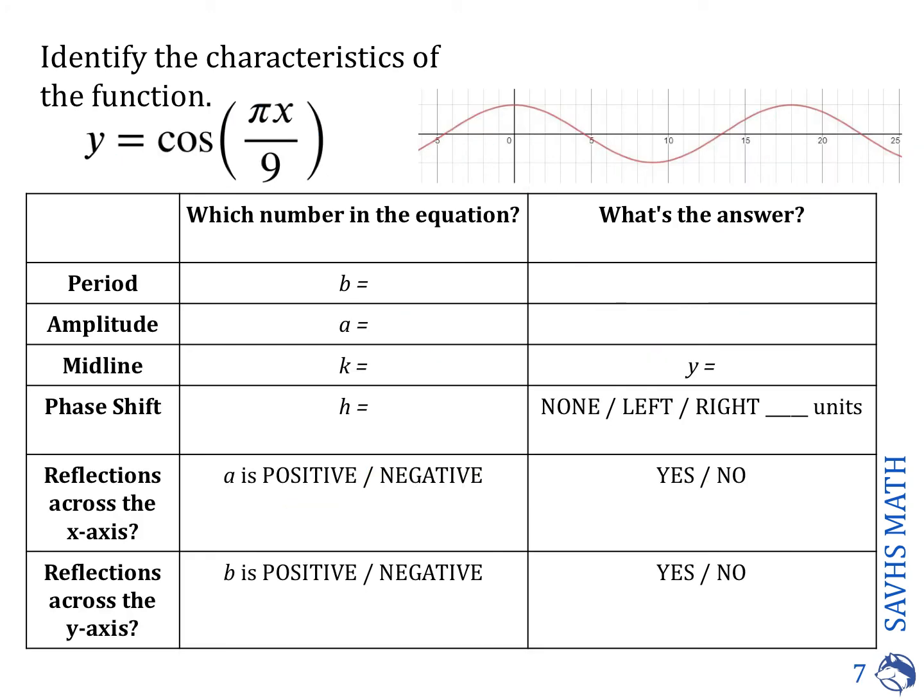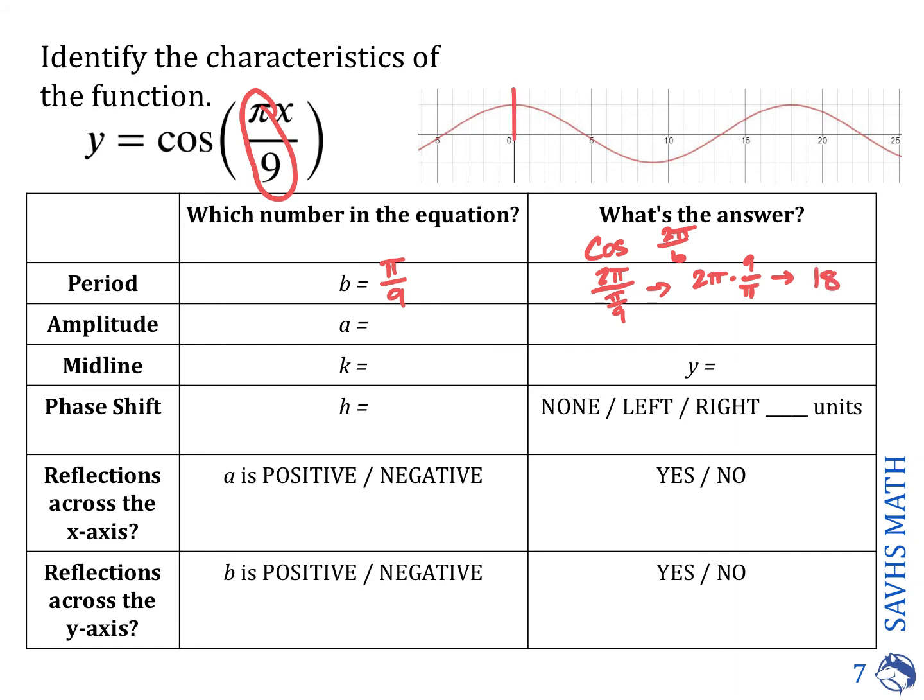Here's a cosine graph. We're going to do the same exact stuff, except we have to remember that the period of a cosine graph is 2 pi over b. So if b is pi over 9, then the cosine has period 2 pi over pi over 9. This is the tricky thing, because we have to rewrite it as 2 pi times the reciprocal, 9 over pi, which means that we get 18 as our period.